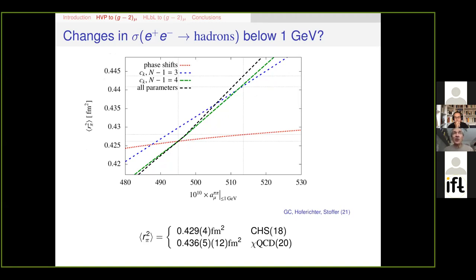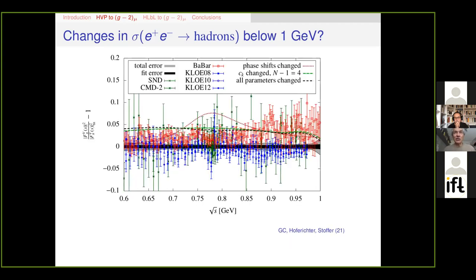Here now is a correlation with another quantity, which is the charge radius of the pion, which is interesting because this can be calculated on the lattice. Unfortunately, not yet with enough precision such that you could discriminate between the different scenarios and possibly test the BMW result. But this is definitely a quantity which is much easier to calculate than the full hadronic vacuum polarization. So it would be interesting to look at this.